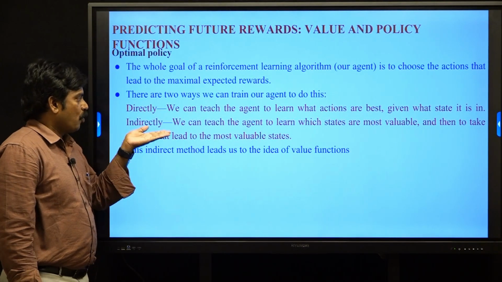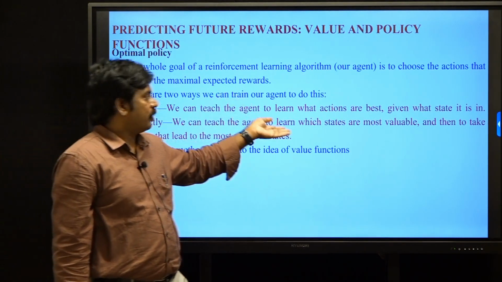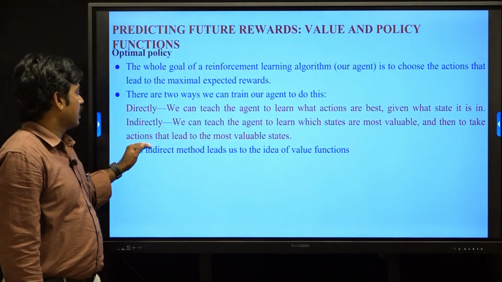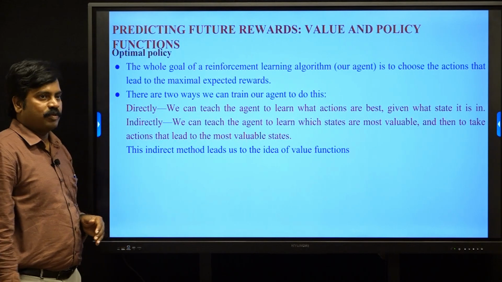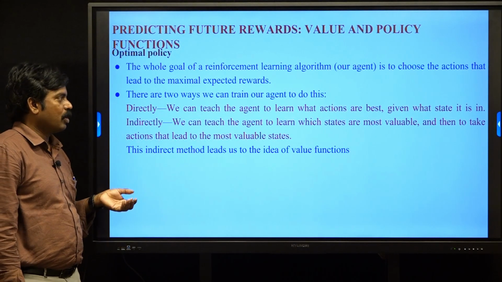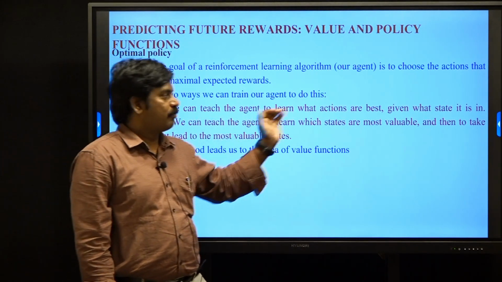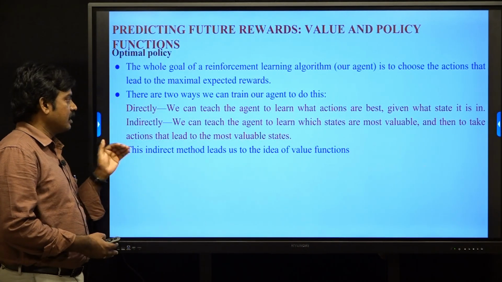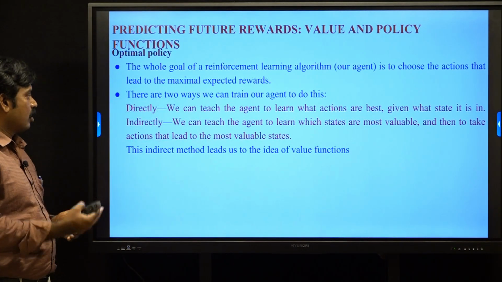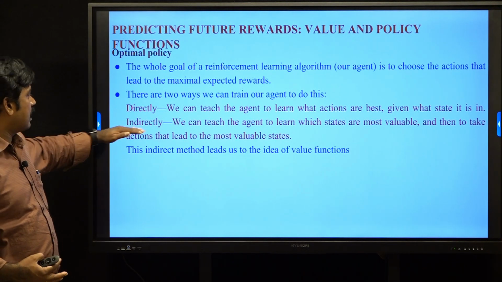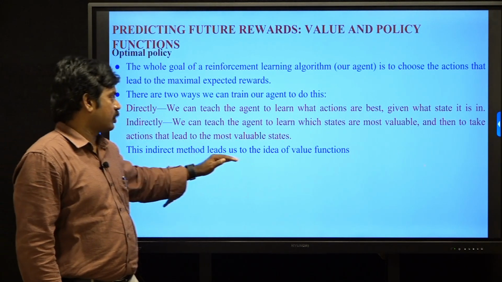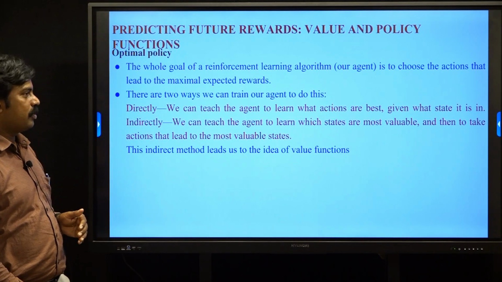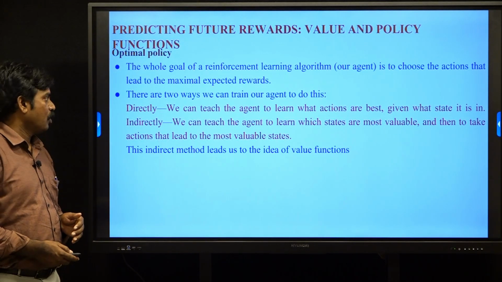In the indirect method, we teach the agent to learn which states are most valuable and then to take actions that lead to the most valuable states. So what states are valuable, and then what actions are best to move to the best states. That is indirect teaching. The indirect method leads to value functions to get the best cumulative rewards. In the indirect method, we use value functions and Q value functions.